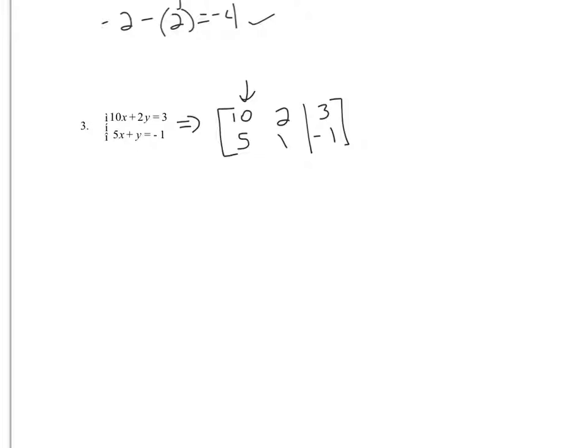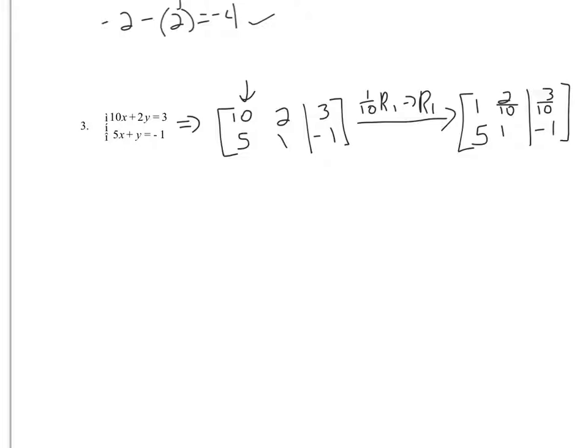And remember, if I want to turn a number into 1, I multiply by the reciprocal. I have to multiply everything in row 1 by 1/10, and that'll give me my new row 1. So 10 times 1/10 is 1. 2 times 1/10 is 2/10. And 3 times 1/10 is 3/10. Now, don't freak out over the fractions. They will eventually take care of themselves.